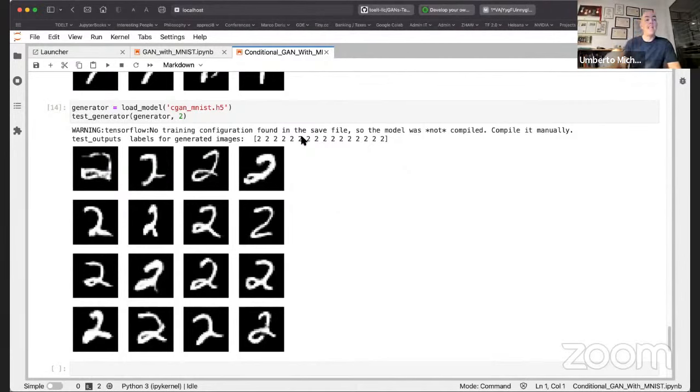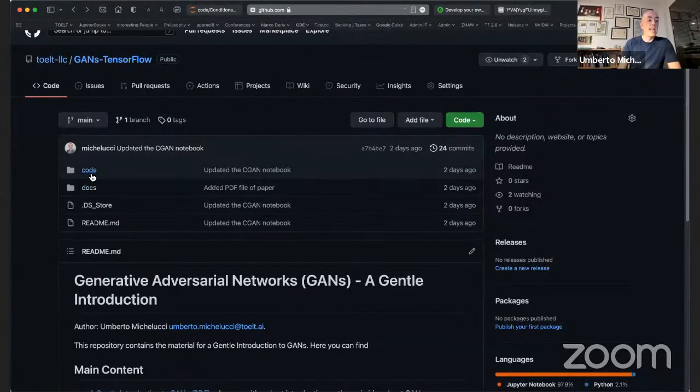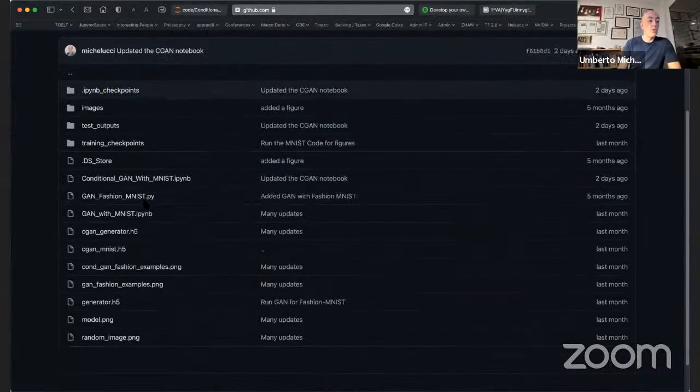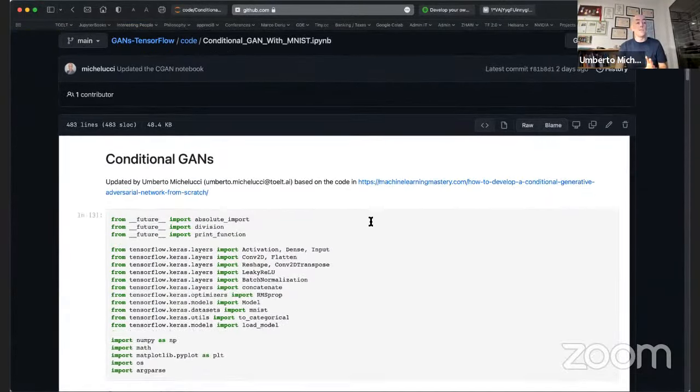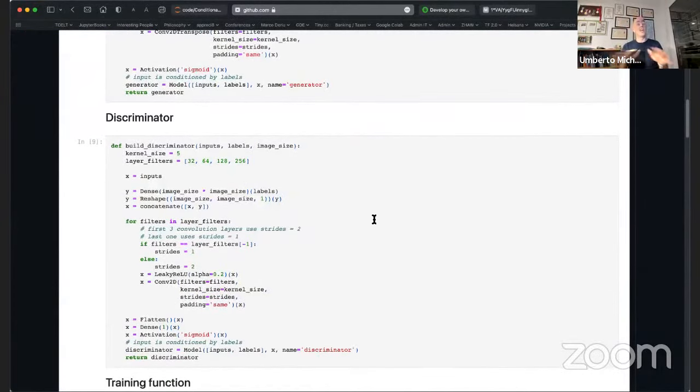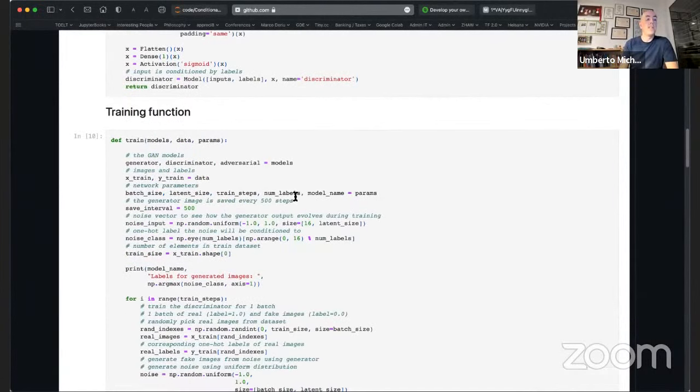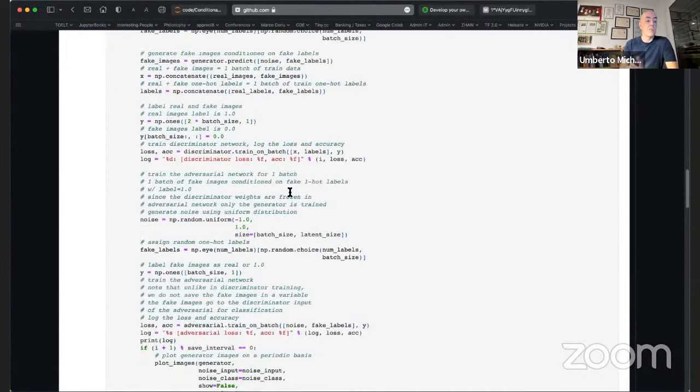And you'll find in the code in the repository there's also the conditional GAN that you can use if you want to play with these conditional GANs with MNIST. This is the one that I just opened. You can play, but it really takes a while to train. So we're talking about running the entire night. Just so you know. But you see here, it's all documented.